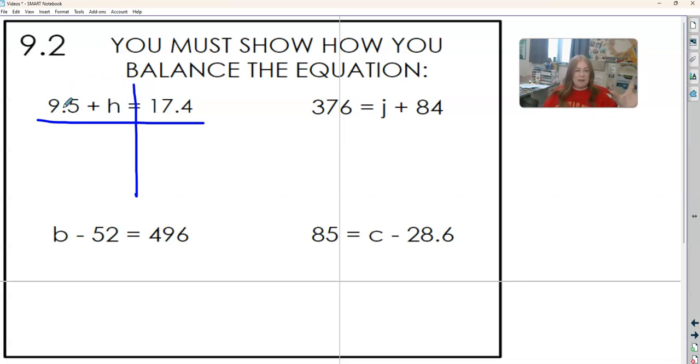So we need to get rid of the 9.5. To get rid of that, we want to do the opposite, which is take it away. So we're going to minus 9.5 on this side, but if I do it to this side, I have to do it to this side. So we need to get those decimals lined up. On this side, they cancel out. 9.5 minus 9.5 is 0. So all we're left with over here is h. Now, when we do this math, we line up our decimals. So I want you to go ahead and pause the video and try that on your own.